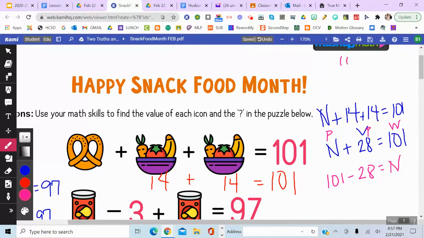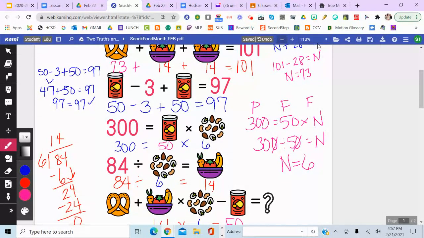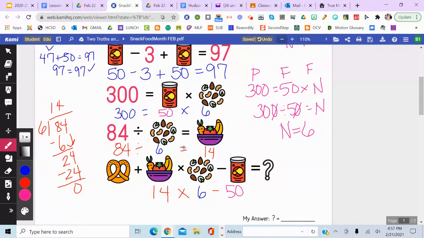So I'm just going to go up here and I'm going to subtract 28. I'm going to have to regroup here. And 8, 9, 10, 11, 73. So N equals 73. So I now know that my pretzel equals 73. So 73 plus 14 equals 101. So now I can go ahead and I can plug in that 73 here. And I end up with my last number sentence.